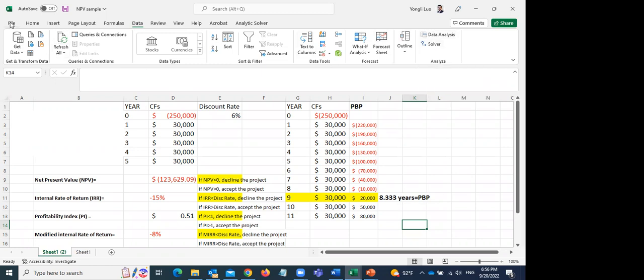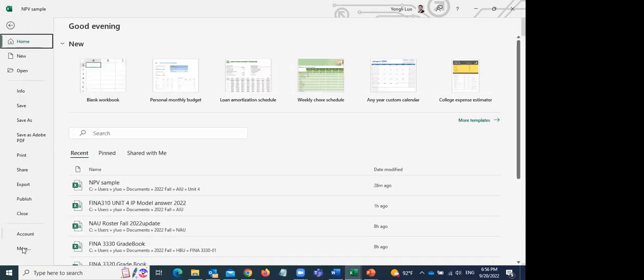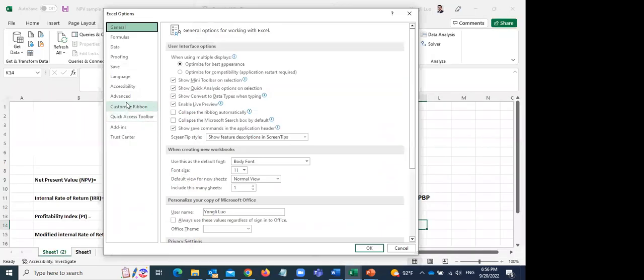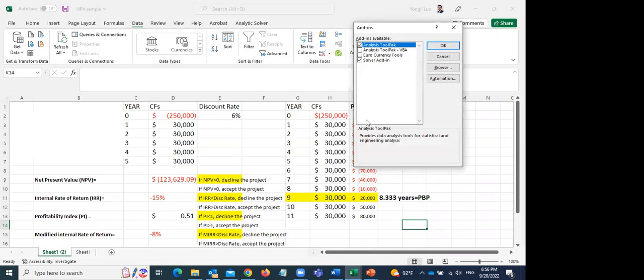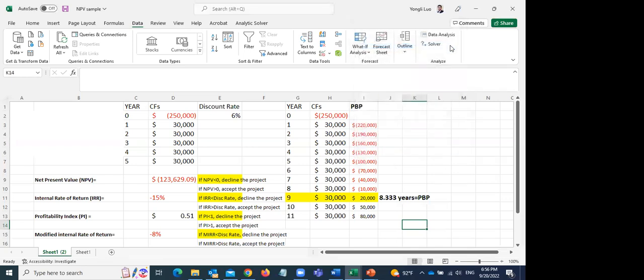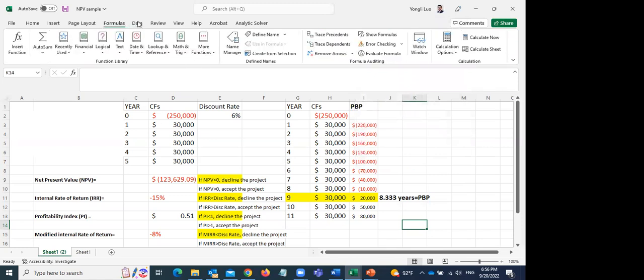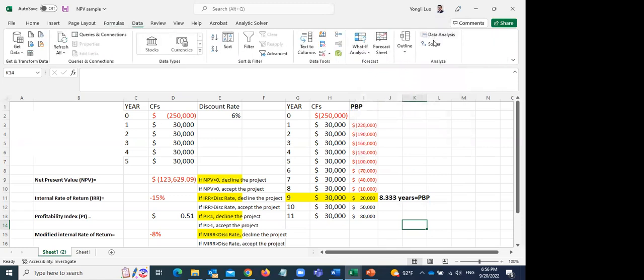Okay, go to file again, and more, and then click on options. And then click on add-ins. And then you see the go, click on the Excel add-ins and click on go. And then you select data analysis, Analysis ToolPak, and the Solver. Okay, click on OK. And then you'll see data, click on the data tab. You should see this too.